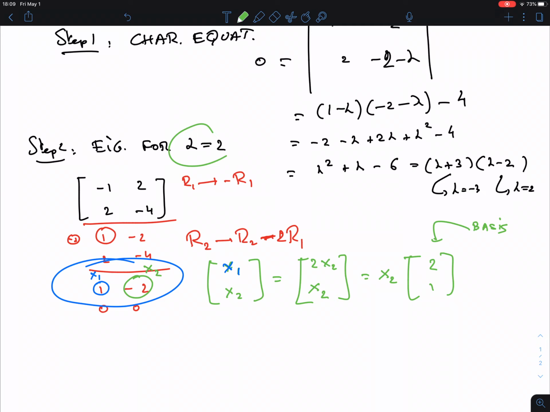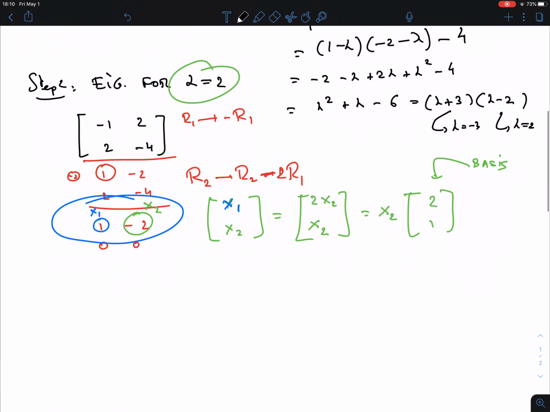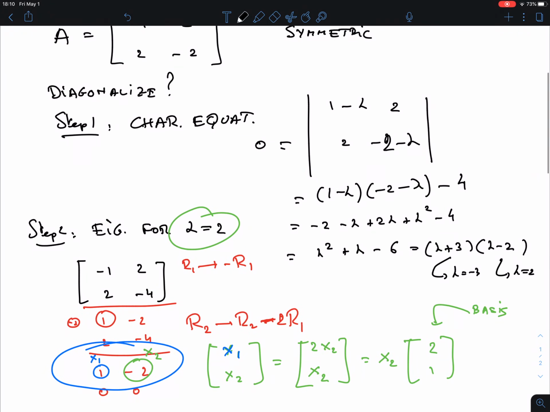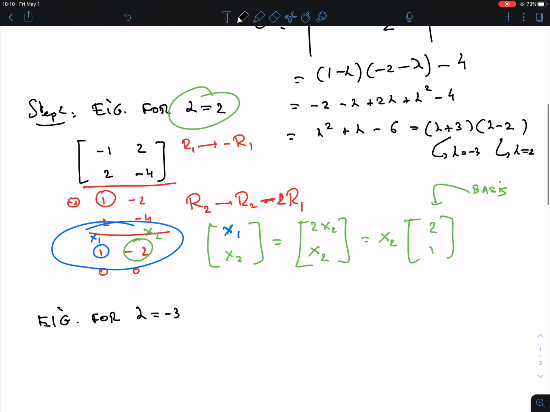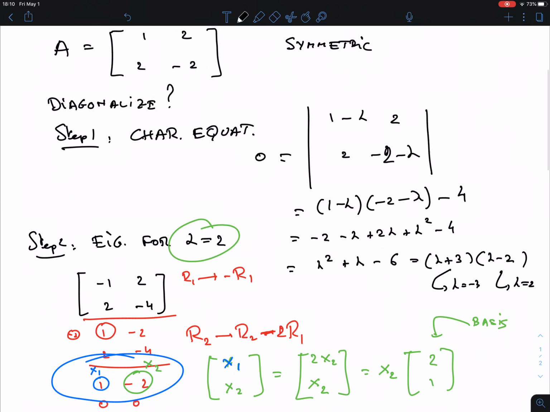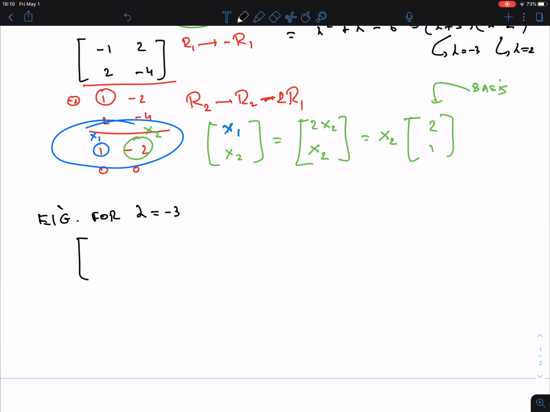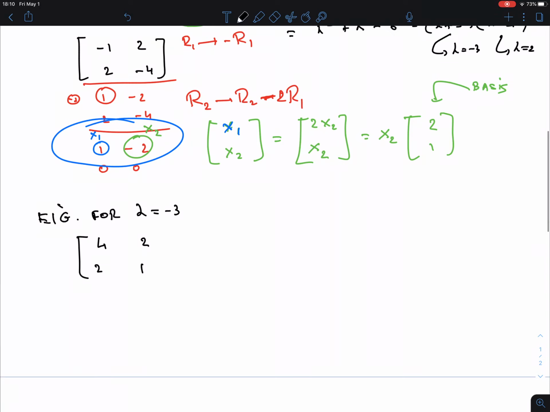Now for lambda equals, what's another one? -3, right? So the eigenspace for lambda equals -3. Now we have to subtract -3 from the diagonal, which means actually adding 3. Where's my matrix? I'm going to put it here in front of me. So I'm adding 3 to the diagonal because I'm subtracting -3. So that is 4, 2, 2, adding 3, so 1.